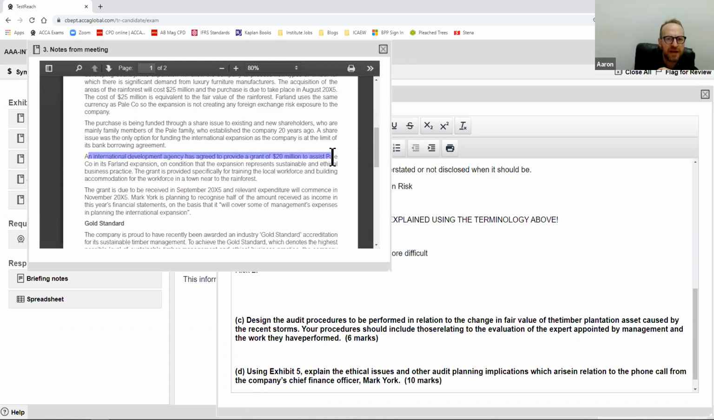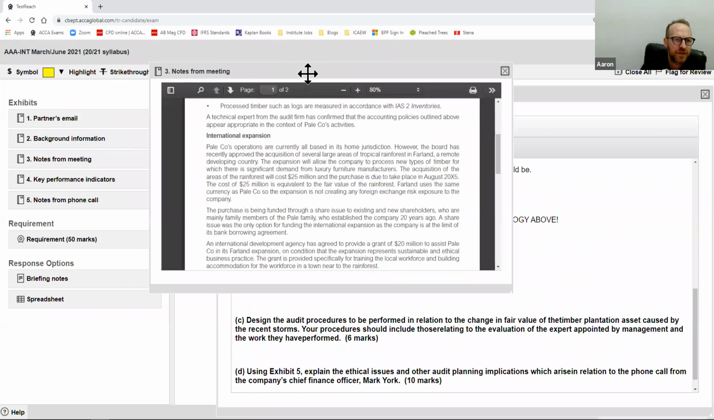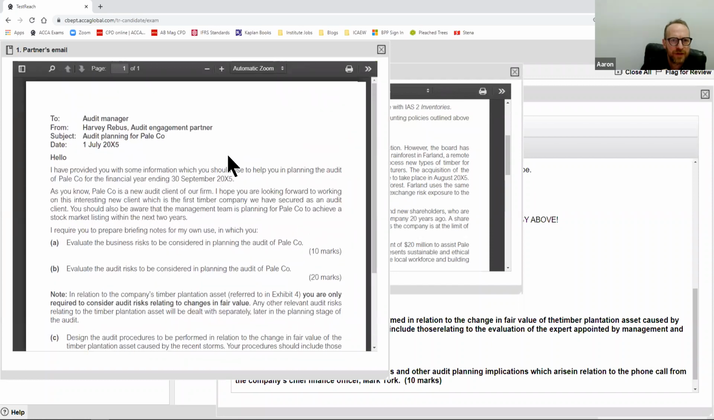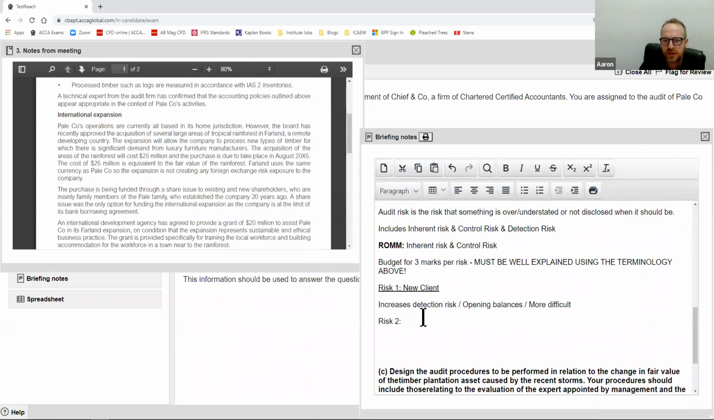They're providing a grant of 20 million on the condition that you have sustainable and ethical business practices, specifically for training the workforce and building the accommodation. Grant to be received in September X5 and expenditure will commence in November X5. Half of the amount received is to be recognized in this year. So what are we working up to here? Let me check that. 30th September X5. So this is where you need to think about your accounting knowledge, because that doesn't sound like the right treatment to me. So here I'd be putting in a heading of government grant.